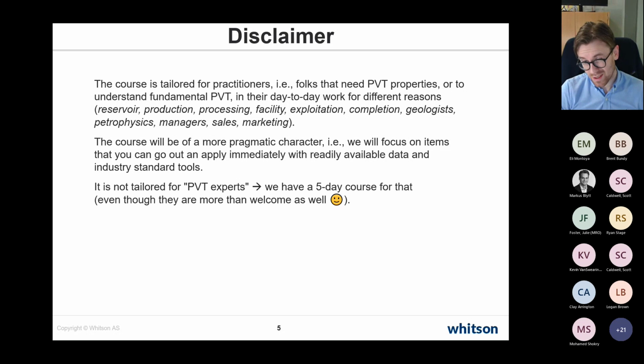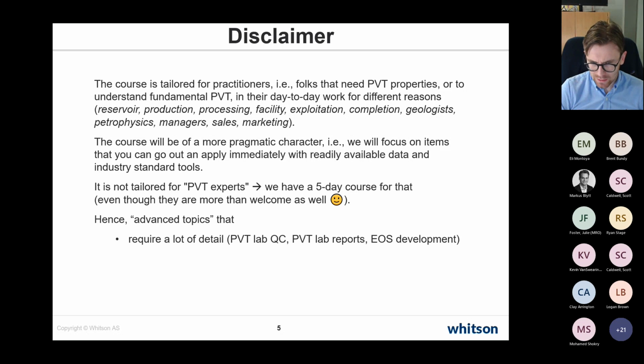We have another course actually this week, which is a 5-day advanced PVT course, that goes into a lot of depth on the things we're discussing. But that's why we have skipped very advanced topics for this half-day course. So either topics that require a lot of details, like for instance, QCing a laboratory report, or developing an equation of state model from start to finish. That is very detail oriented and will require a couple of days. Or items that lack industry consensus.